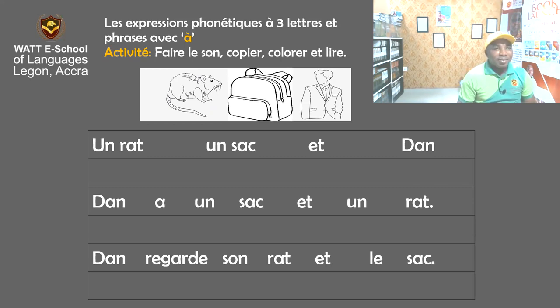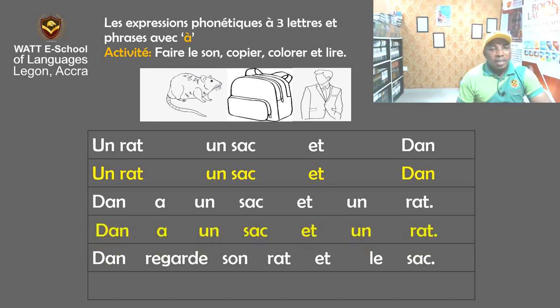So let's write the first one. Era, ensack, a Dan. Can you copy that? Era, ensack, a Dan. Number two. Dan a ensack, a era. Dan a ensack, a era.